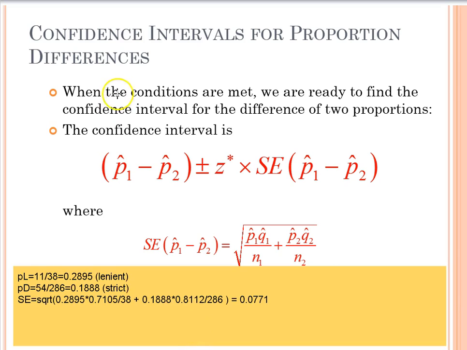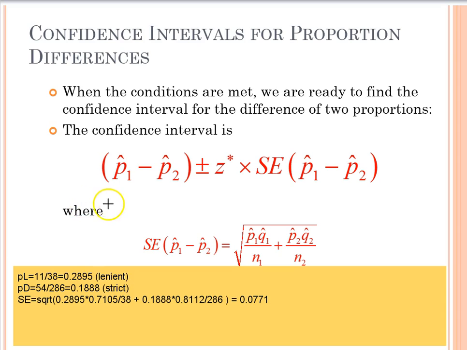So here we have a problem that looks at how parents' attitudes towards their teenagers can impact the rate at which students smoke. They took a group of students who never smoked and were asked about their parents' attitudes towards smoking. For parents that were lenient, only 11 out of 38 smoked. So their parents' attitude towards smoking was lenient and 11 out of 38 smoked. That's a rate of about 29%.